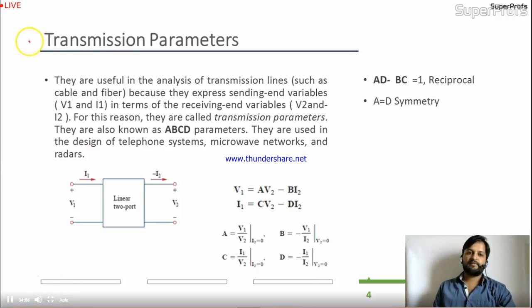Now this one is the very important transmission parameter, also called the ABCD parameter. This one is very important. Okay. So many times we are getting questions in the GATE examination from this concept. So come to the transmission parameters.